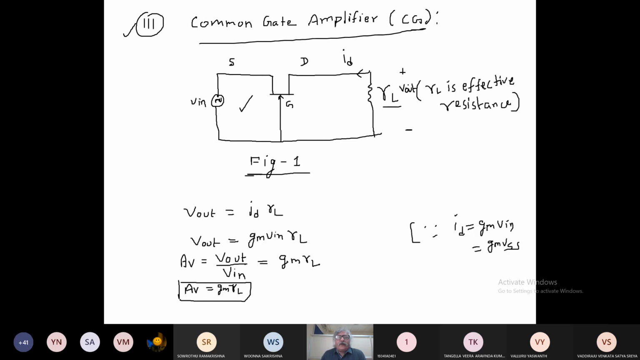So V out, which we take across this small RL, will be ID into RL. ID is the drain current, right? So V out is equal to ID times RL. ID we have already seen; we can represent ID in the JFET model by GM VGS, or GM V in. So we have replaced ID by GM V in multiplied by RL. So the voltage gain will be V out by V in. We rearrange this equation and we get GM RL. This is the voltage gain.